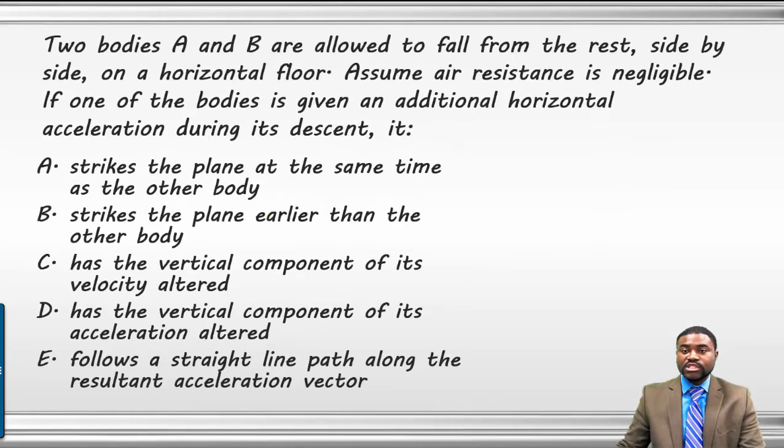We are going to begin with a little teaser. Polling started. Two objects, A and B, are allowed to fall from rest side by side onto a horizontal floor. Assume air resistance is negligible. If one of the objects is given an additional horizontal acceleration during its descent, then: A, it strikes the ground at the same time as the other object; B, it strikes the ground earlier than the other object; C, it has the vertical component of its velocity altered; D, it has the vertical component of its acceleration altered; E, it follows a straight line path along the resultant vector.